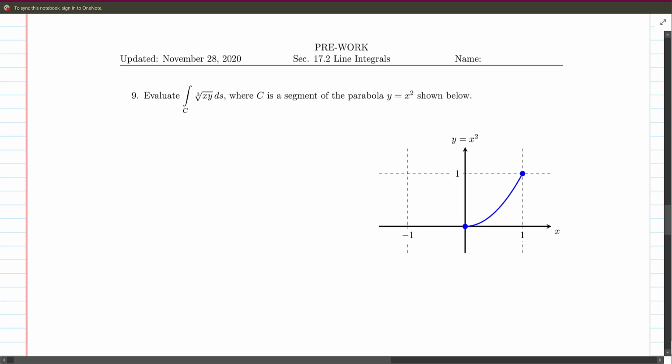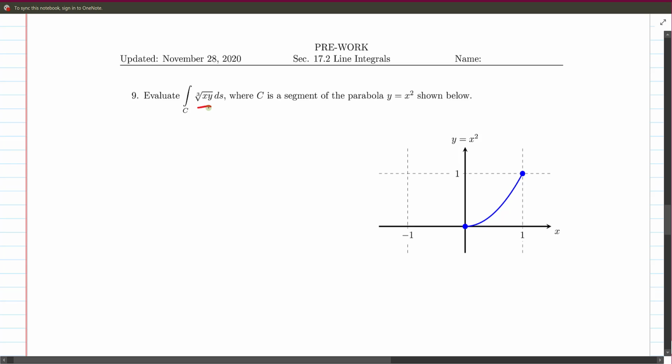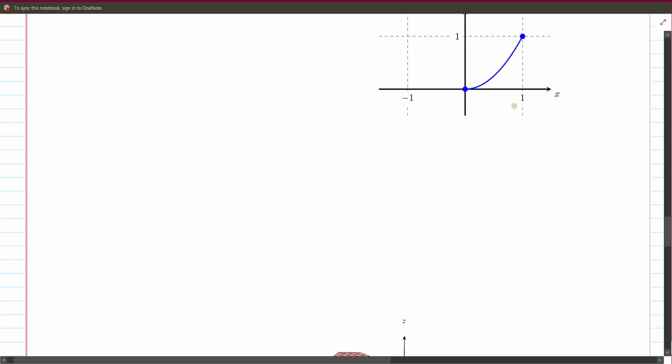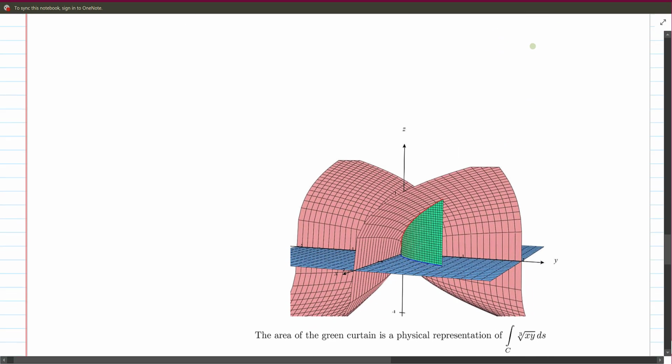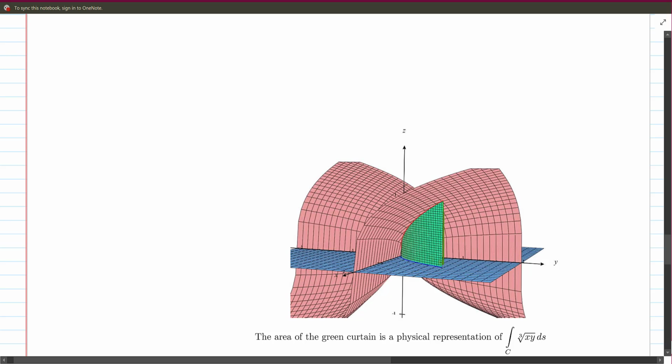Okay, folks, so we're continuing on in our introduction to line integrals, and we're going to work our first example now, where we're given a particular function, the cube root of xy, and we're asked to integrate a line integral over this function. So an interpretation of this is what I've mentioned before, where we're going to be finding the area of this green curtain here that hopefully you can see. This green curtain right here.